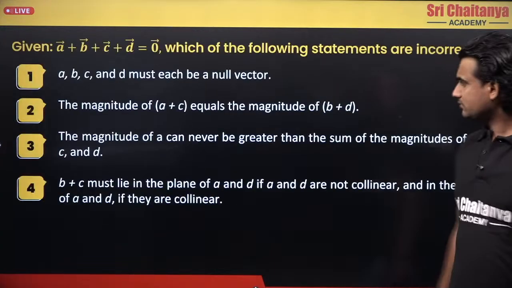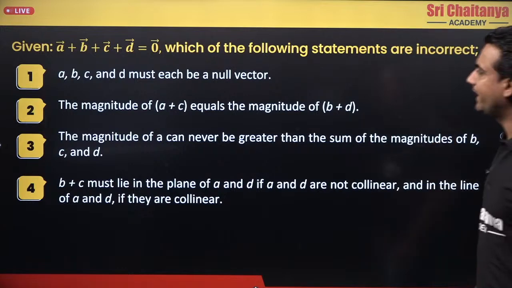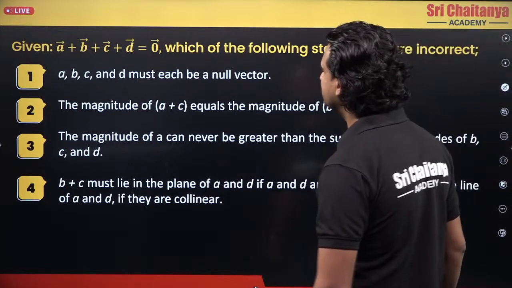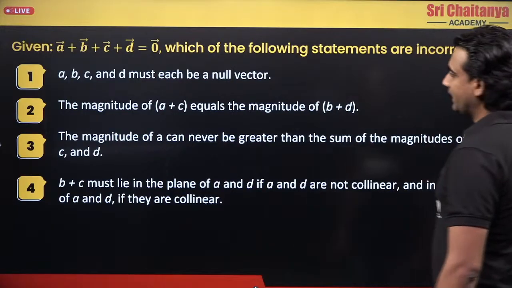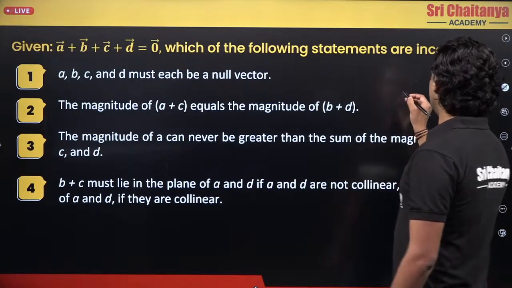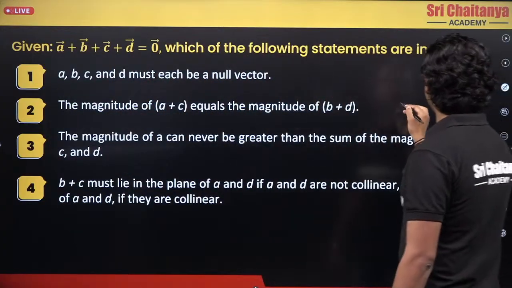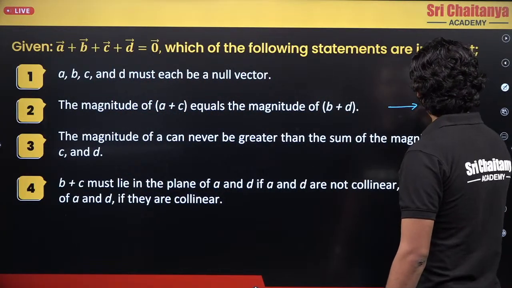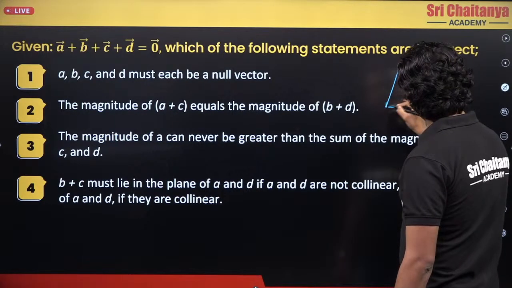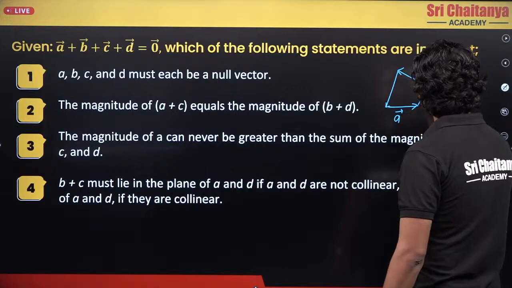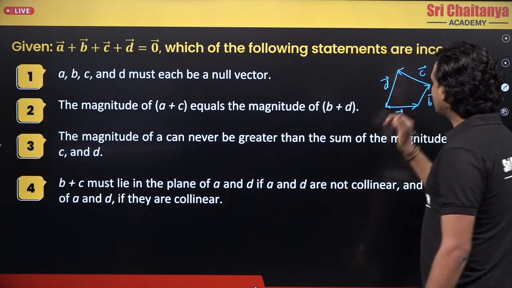Clear? Now let's do one question for this. It is given that vector A plus vector B plus vector C plus vector D is equal to 0. Now, which of the following statements are incorrect? Let's understand that if the sum of all the vectors is equal to 0, then I will have something like this. Why something like this? Because the final resultant is 0.